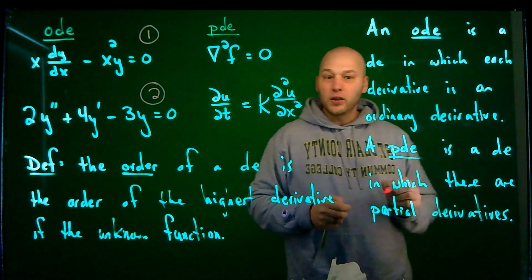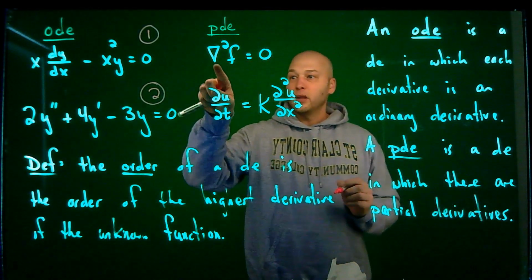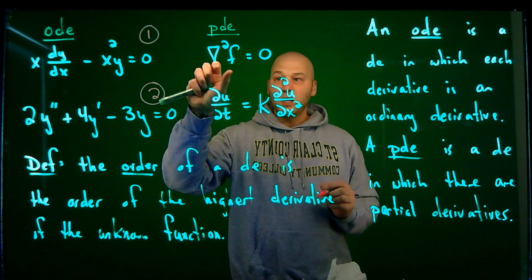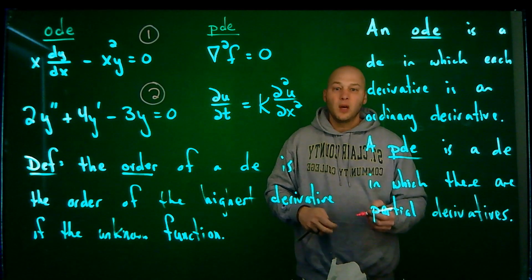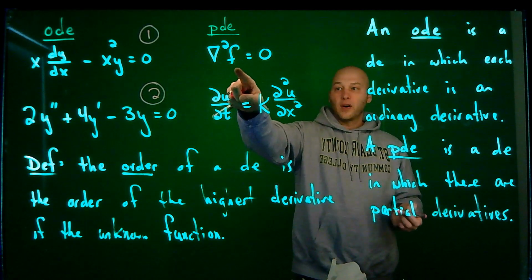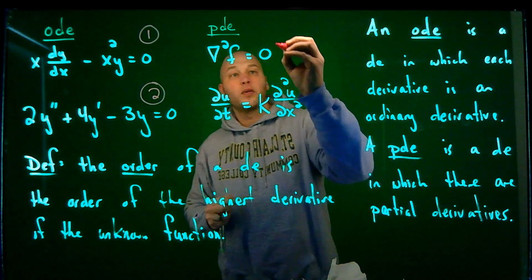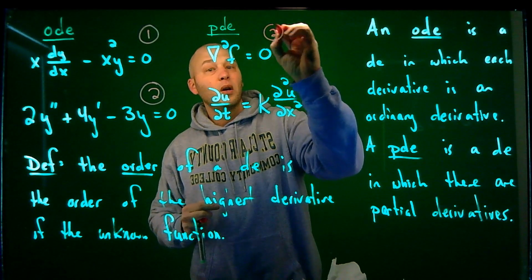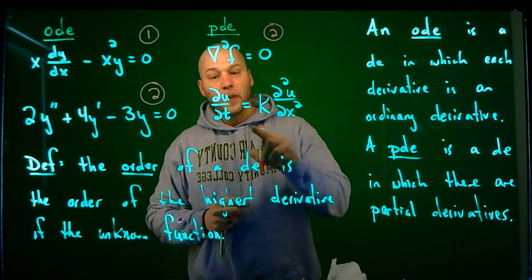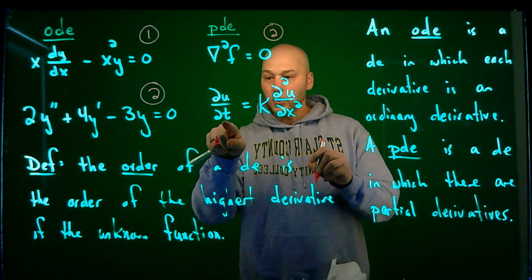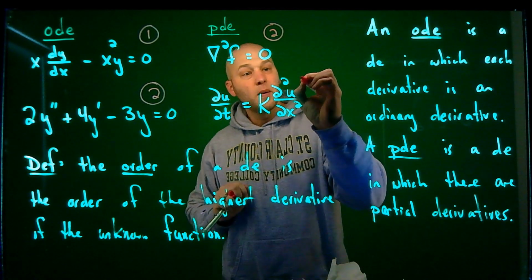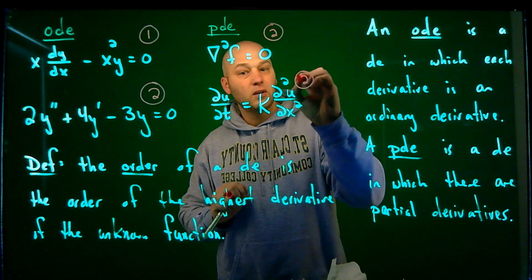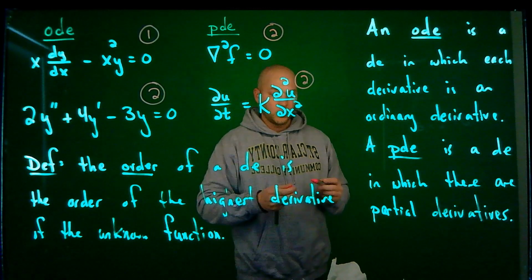If I go over here to the PDEs, remember that the Laplacian consists of the second partial derivatives with respect to x, y, whatever variables the function f depends on. Therefore, this would be a second order partial differential equation. Now, this one has not only a first order derivative, but it has a second order derivative of the unknown function, making this a second order partial differential equation.